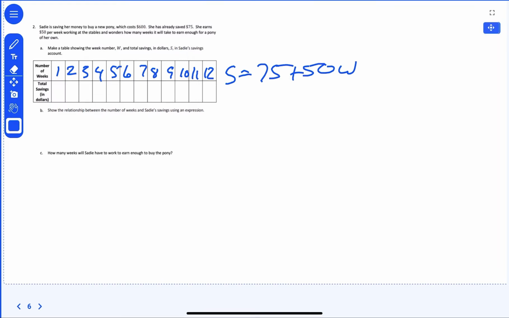Now, I told you, though, to not write it like that. I want you to start writing it like this, 50W plus 75. It's the same thing. But when you're putting it in this form, you're going to see this form later on in algebra and stuff, pre-algebra. So be writing your constant, what's staying the same, that $75 is getting added on every week. You're not changing your 75, you're changing your 50. So put your 75 on the end. You need to just get a good practice of that.